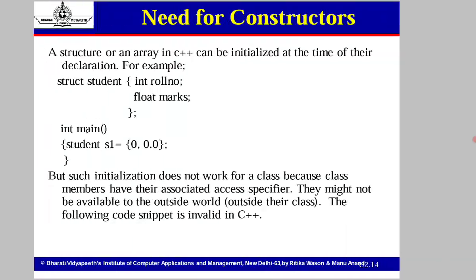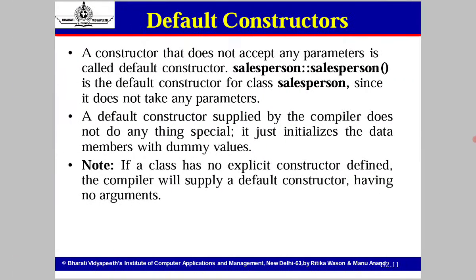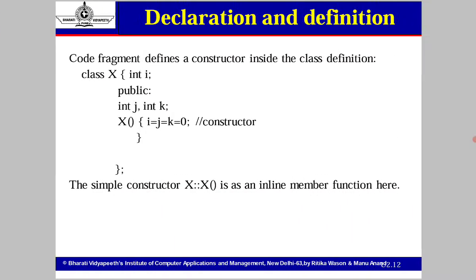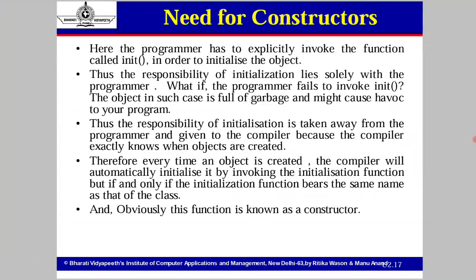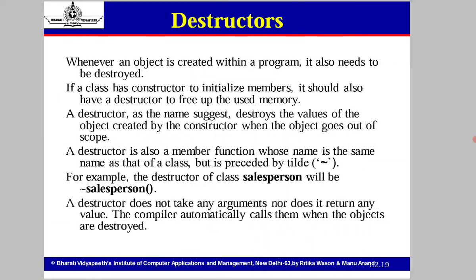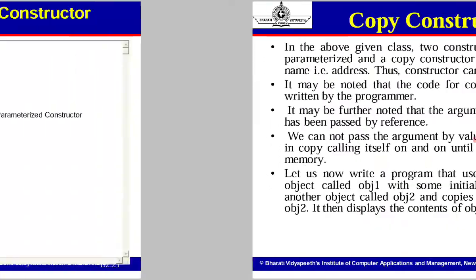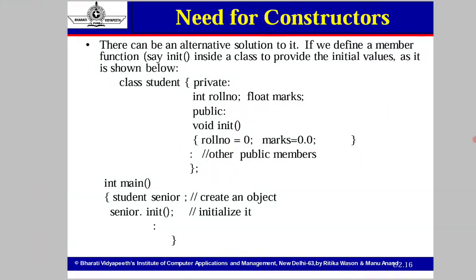So what are the different types of constructors? Constructors are basically of types. The first one is the default constructor, and the second one is called the copy constructor. So these are the two important constructors.